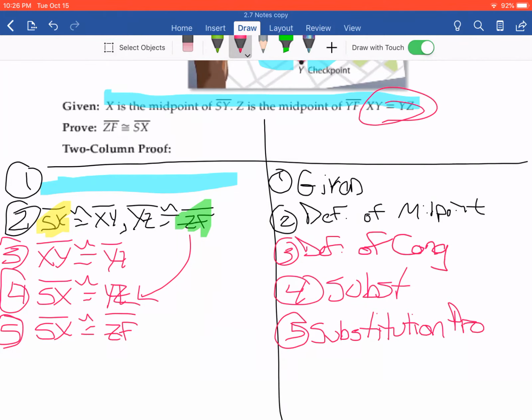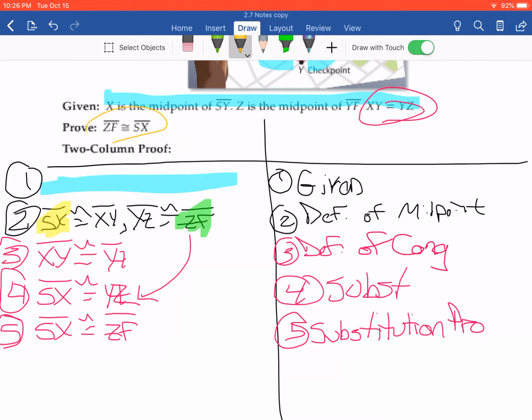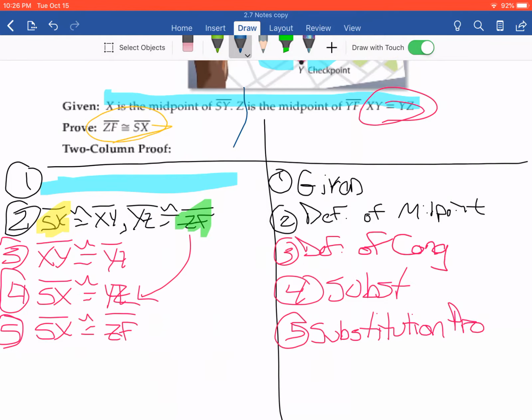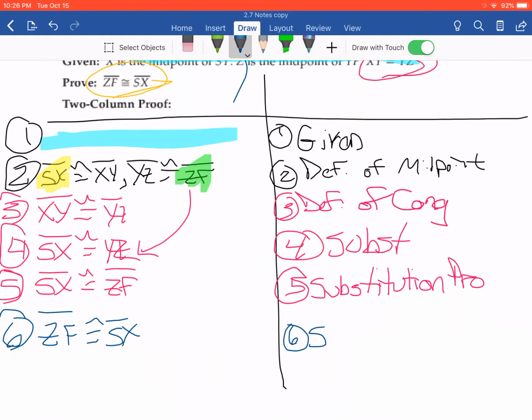Our substitution property. Now we're close to being done, but I wanted my answer to be ZF is congruent to SX. So we have to use our symmetric property, which means that we need to flip it. So finally in step 6, I'm going to end up with ZF is congruent to line segment SX. And that is by the symmetric property.